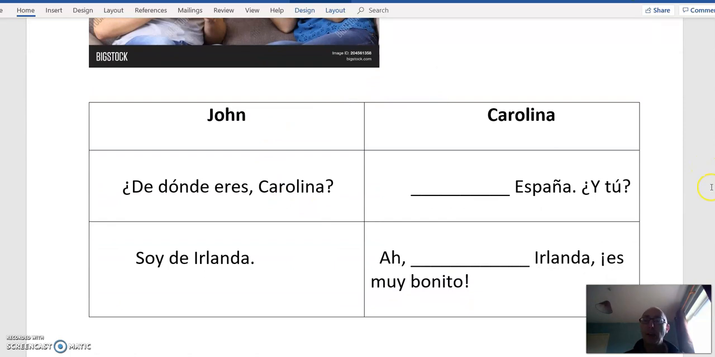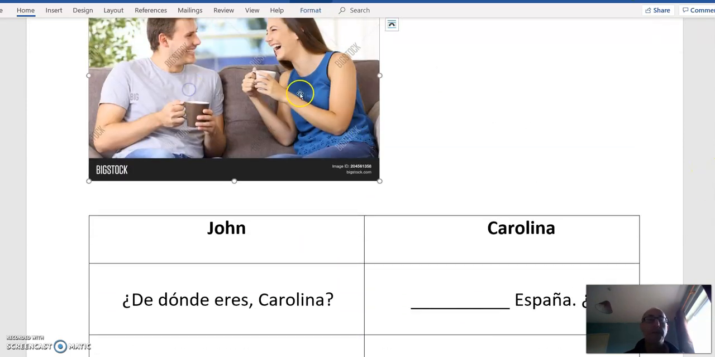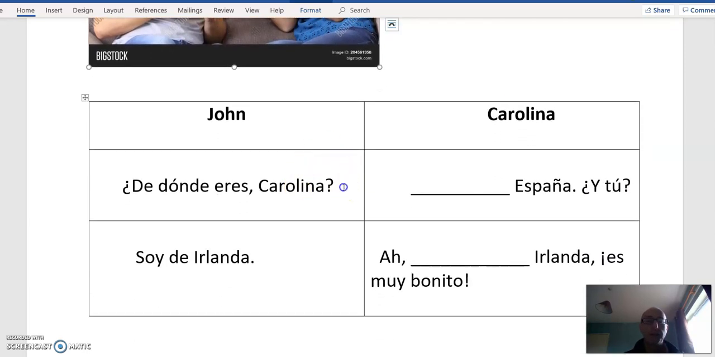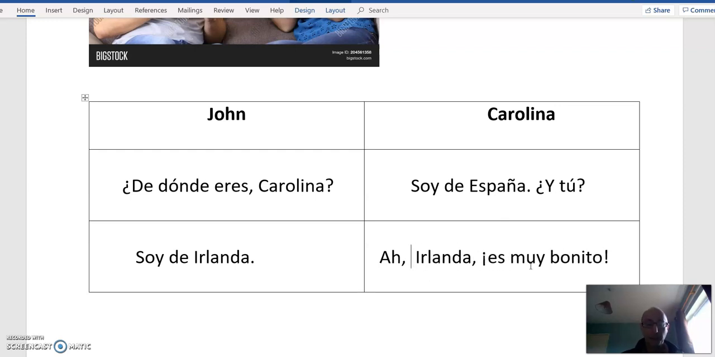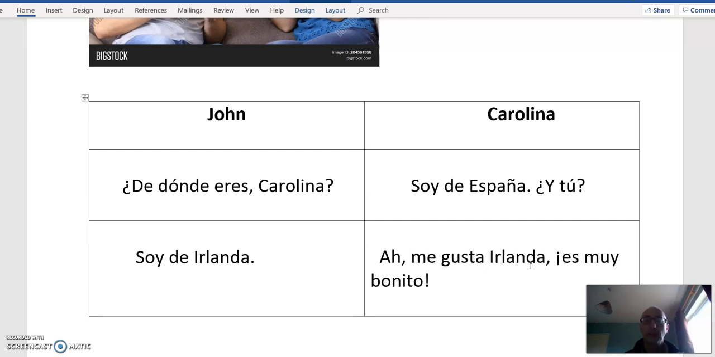And let's have a look at John and Carolina. John says to Carolina, ¿de dónde eres, Carolina? What does Carolina reply? Soy de España. Soy de. I am from. Soy de Irlanda. Now she wants to say she likes Ireland. How do we say it? Me gusta Irlanda. Es muy bonito.